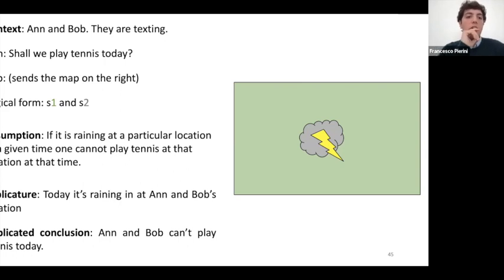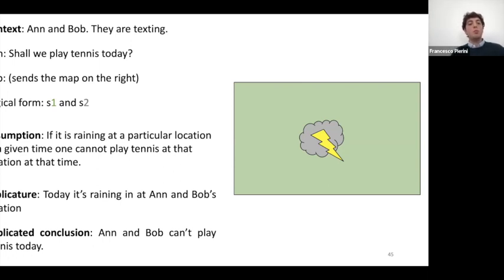So basically, this is another context in which Anne and Bob are texting. Anne texts, "Shall we play tennis today?" And Bob sends the map on the right. The map has the logical form S1 and S2, which stands for the gray symbol with the lightning. The assumption is that if it is raining at a particular location at a given time, one cannot play tennis at that location at that time.